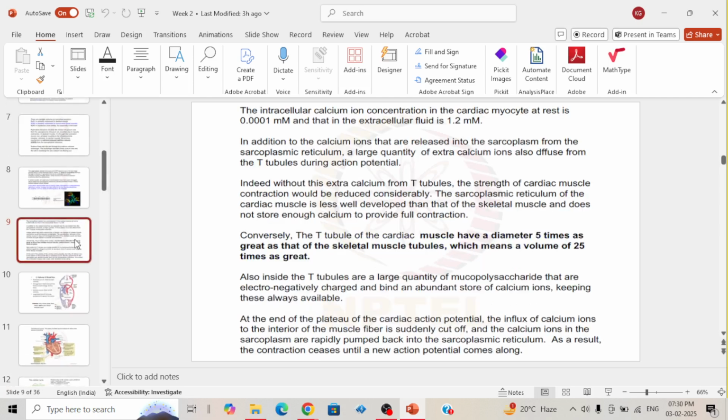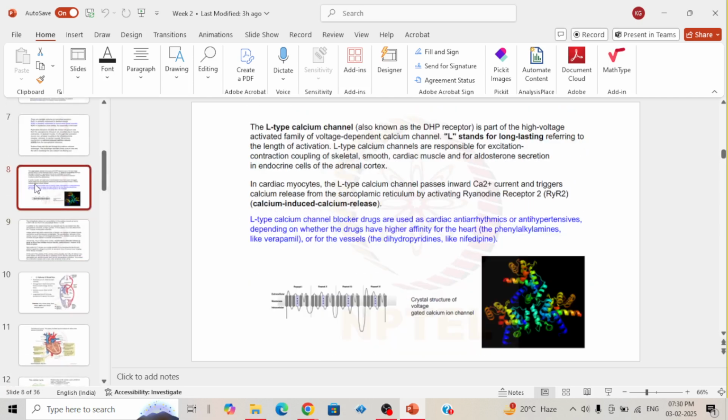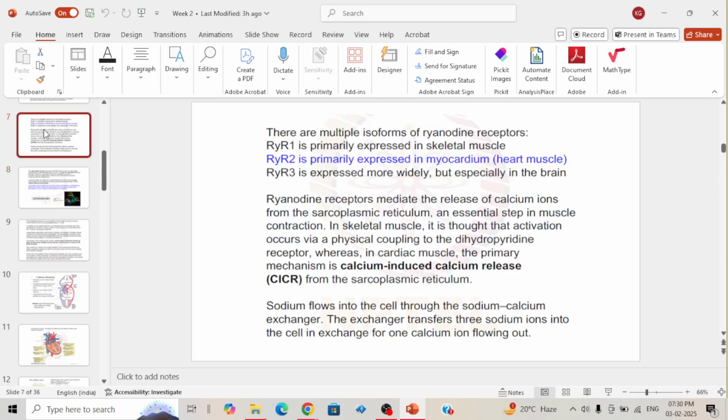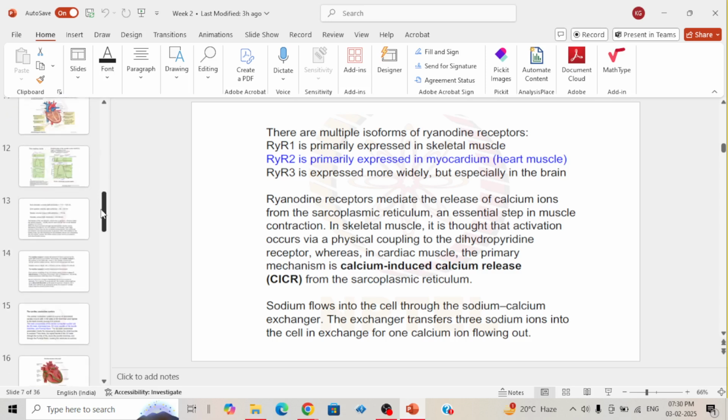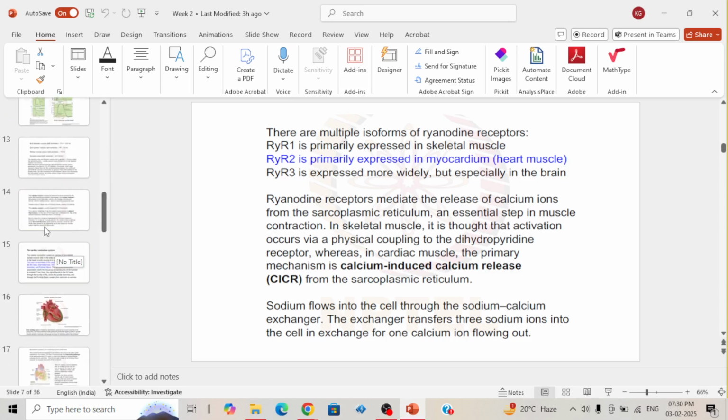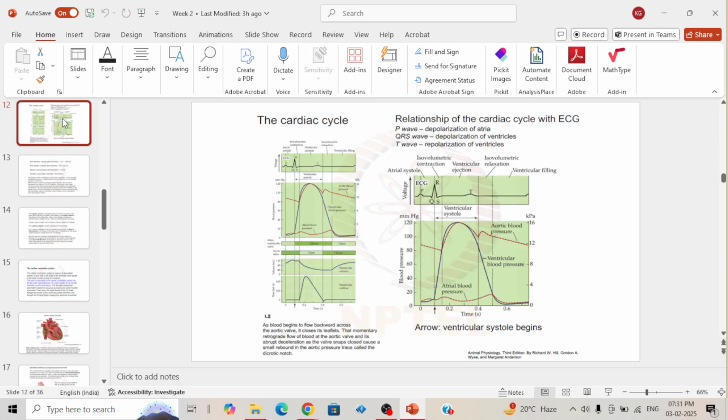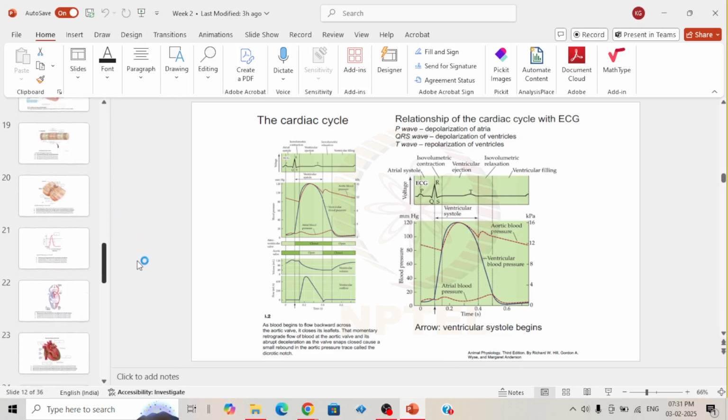It is not mentioned here somewhere, but I'm telling you, the diastolic phase is nearly 0.4 seconds, and the systolic phase is nearly 0.3 seconds. If I remember correctly, if there is any change, I'll tell you in the next class. As far as I remember, it is this only. So I'll tell you if there is any change in that. Okay.